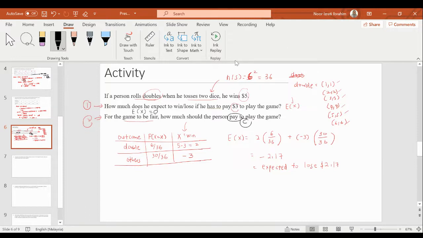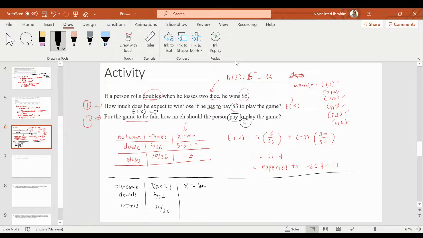So for this one, the probability distribution table will be: we still have the outcomes, which are double and all others. Then we have the probability, still the same, 6 over 36 and 30 over 36. But X will be the winning price minus C, because we don't know the cost, or how much the player needs to pay. We have to find this unknown C. So if he gets double, he wins 5, so 5 minus C. If he gets others, he will need to pay C, so negative C.